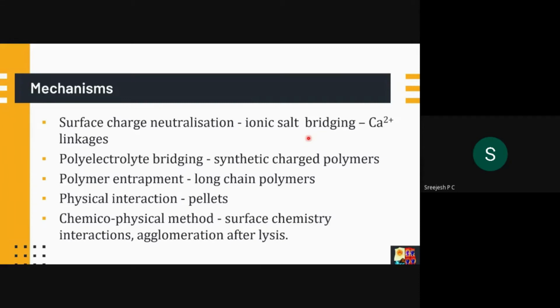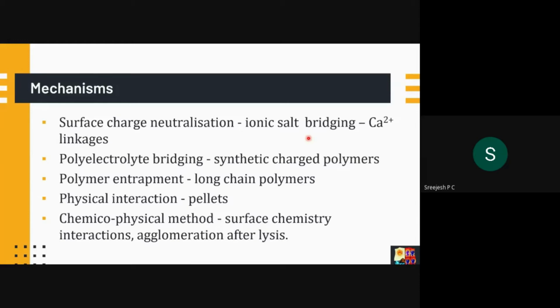Or it can be a polymer entrapment, where you are using long chain polymers, which will be causing the entrapment of the smaller solid particles or the cell particles. Or it can be a physical interaction, and the cells will be forming the pellets, where I was talking to you, like in the case of yeast, some are flocculating type. They will be forming the physical interaction, and the pellet formation will be taking place.